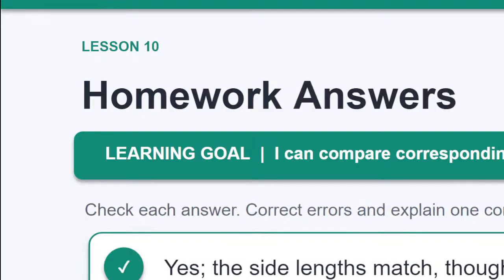Answers are on the next slide. In one, yes, the side lengths match, though angle correspondence information may also be used. Number two, no, the corresponding sides differ. Number three, yes, both have the same dimensions and right angles. Number four, no, their shapes differ because corresponding angles don't match. And number five, all corresponding side lengths and angle measures must match.